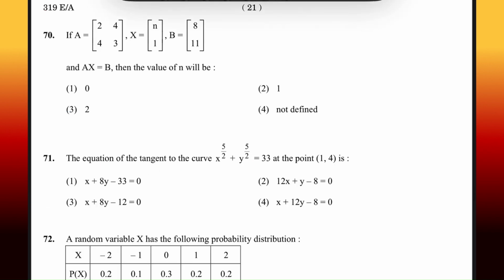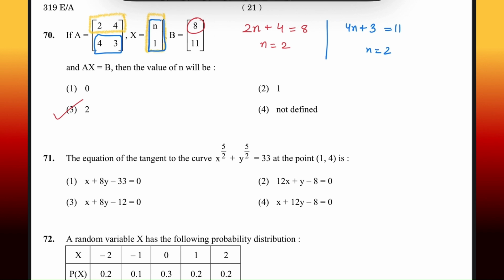Here we have A, X and B. Three matrices are here, and we are given AX equals B. So we have to multiply these two matrices. How do we multiply? First I take the rows of A and multiply with the column of X. That gives me 2n plus 4 equals the first entry 8, so n equals 2. And finally, if I do the other row with n, 1, what I get is 4n plus 3 equals 11, and that gives me n equals 2. So n equals 2 is the correct option.